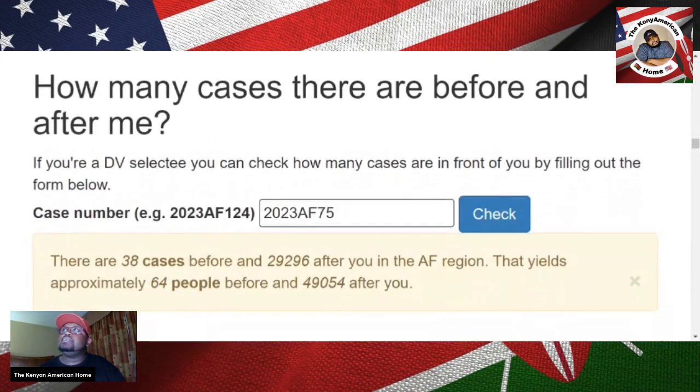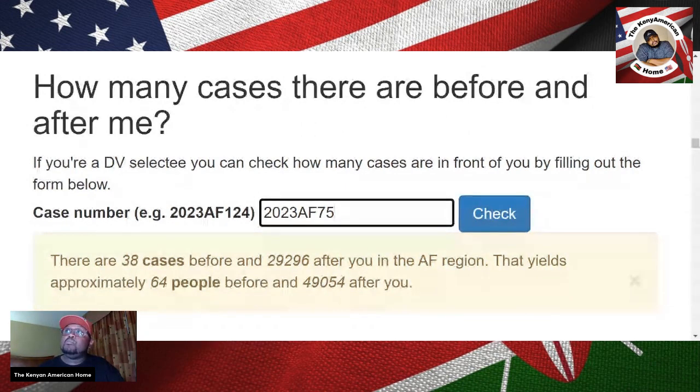So this is the one that is really important here. If you want to know how many cases are ahead of you, how many cases are after you, but also the number of people and the number of visas, this is a good way to look.